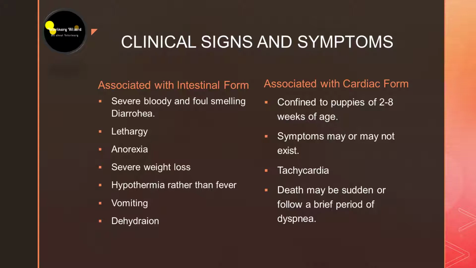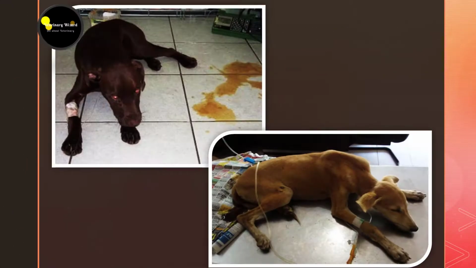But if we discuss the clinical signs associated with the cardiac form, there may or may not be clinical signs. This form is confined to puppies of 2 to 8 weeks of age. Tachycardia or increased heart rate will be seen. And death may be sudden or may follow dyspnea. Okay, here in these pictures you can see the dogs having clinical signs of parvovirus infection.